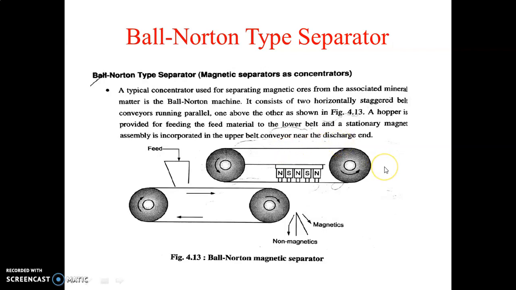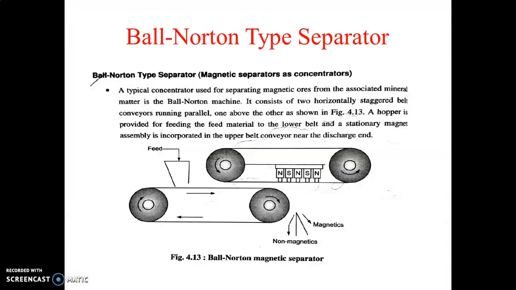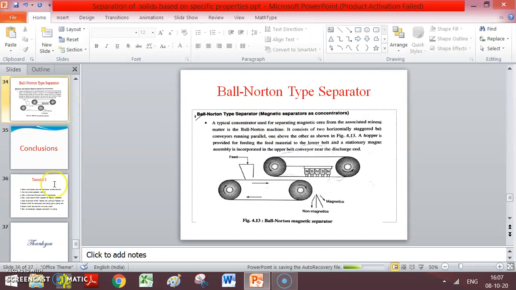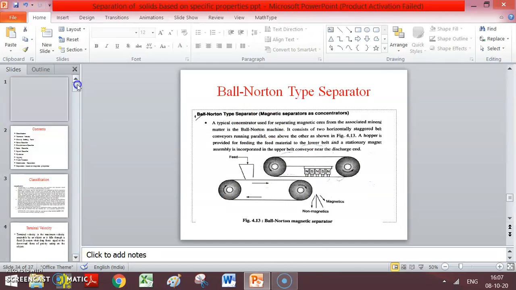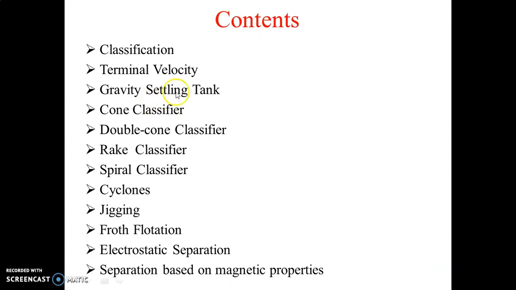So these are some equipments which are used for the separation of solids based on the magnetic properties. So here we have completed this chapter. In conclusion I will discuss the points that have been studied in the last lectures. First we discussed classification, then terminal velocity and its definition. Then we discussed the gravity settling tank, cone classifier, double cone classifier, the working of all these equipments, then the rake classifier and the spiral classifier.